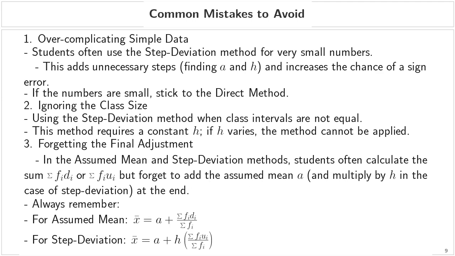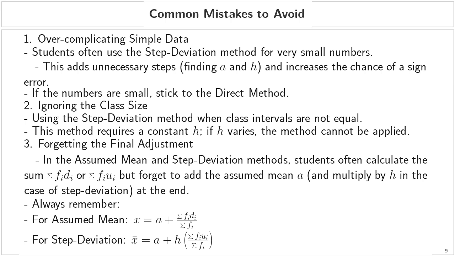Finally, and perhaps most importantly, do not forget the final adjustment. This is where most marks are lost in exams. When you use the assumed mean or step-deviation methods, you aren't just calculating a simple sum, you are calculating a deviation from a starting point. Many students successfully calculate the sum of frequency times deviation, but then they forget to bring the value back to the original scale. Always remember to complete the formula.